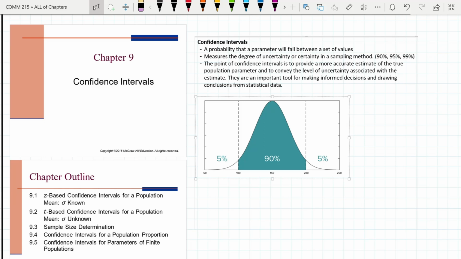So hello everyone, today we're going to be learning confidence intervals. So what is confidence intervals? Well, it is a probability that a parameter will fall between a set of values.